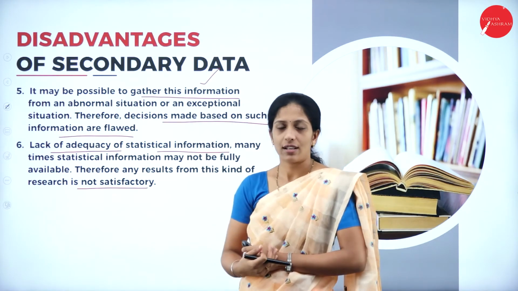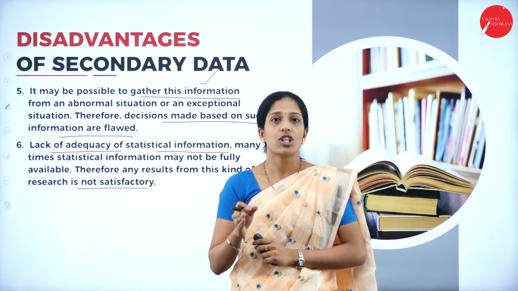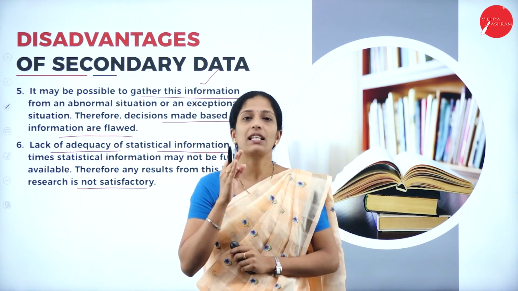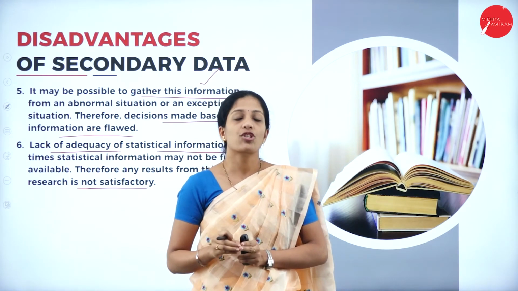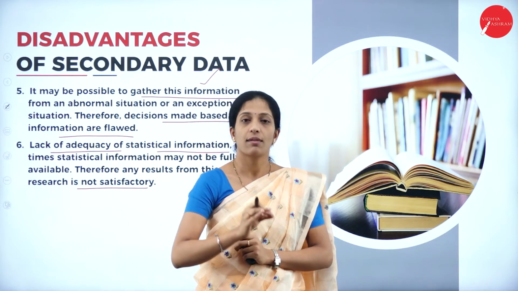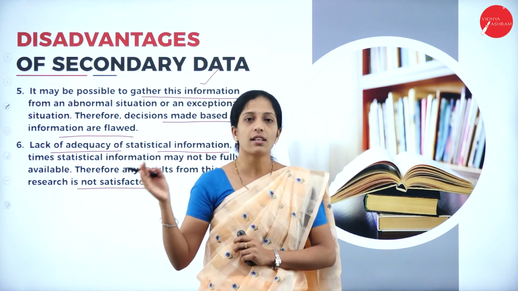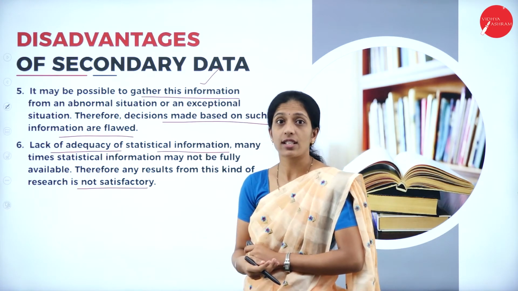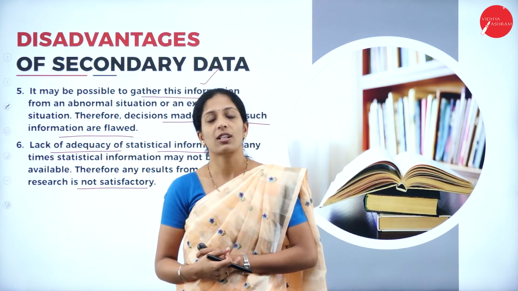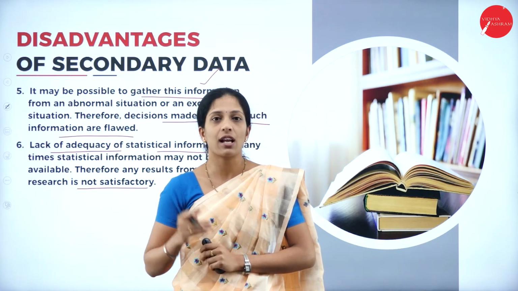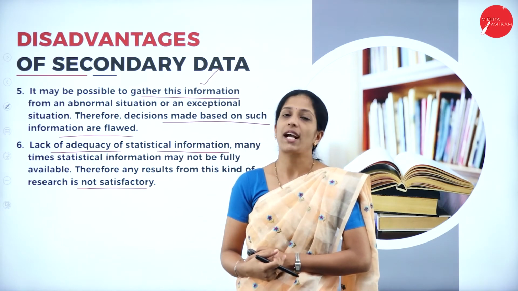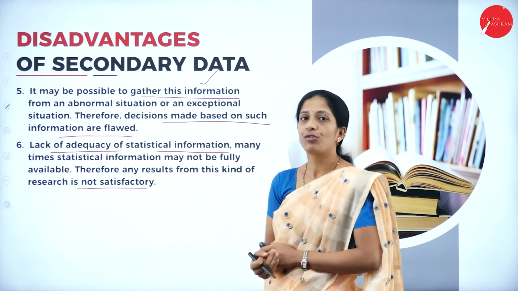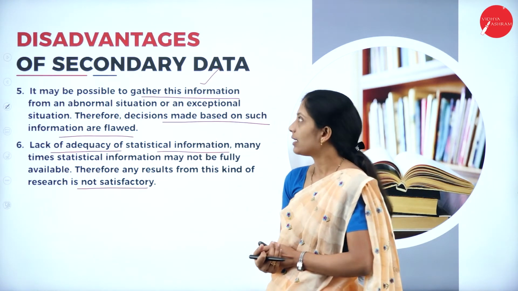If you see this disadvantage here, the information that the researcher is going to collect should be available at the correct time. Suppose the researcher wants the information of the last 5 years, but it is not available in time, then the research activity goes wrong. And if you see the next disadvantage, the statistical information that the individual or organization have collected before may not be in full. In that situation, your research activity will also be incomplete. So, these are the few disadvantages of secondary data.